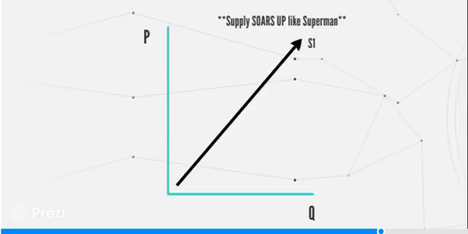All right, so supply soars up like Superman. Please graph this at the bottom of your note sheet. We're going to continue to label our y-axis price and our x-axis quantity, and we are going to label this supply curve S1. In our last lesson, we talked about demand being D1. So now supply is S1. Again, we rise to the right and we lower to the left.